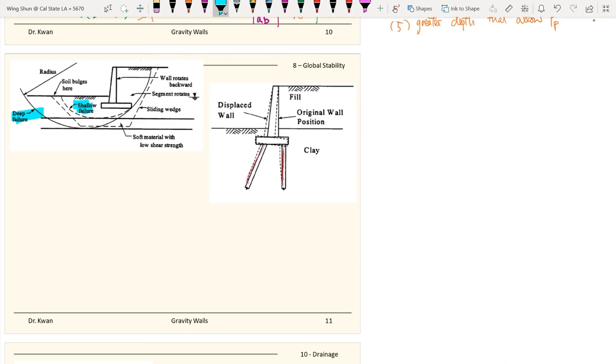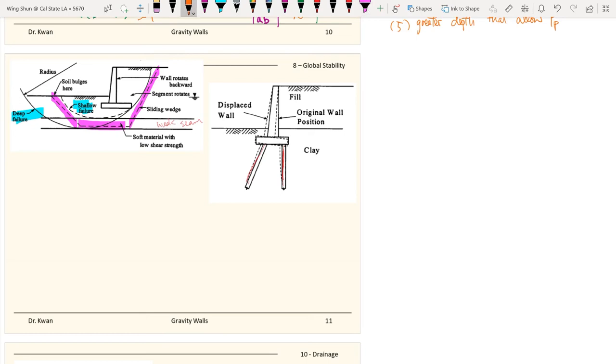So you have a radius, whether shallow or deep foundations, especially with homogeneous soft materials. You'll be amazed how circular the failure slip surface would be. And if you have a weak seam here, sometimes you may fail as a wedge, because the weak seam is forcing the soil to fail that way, so be careful.